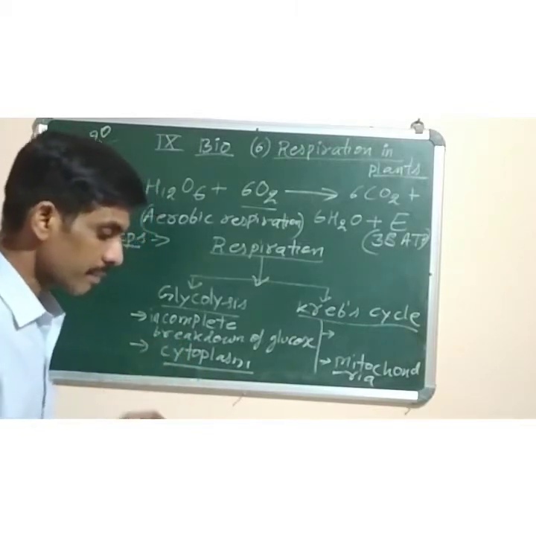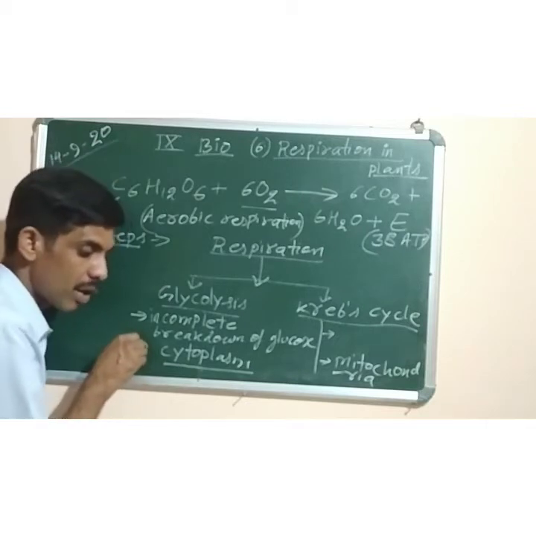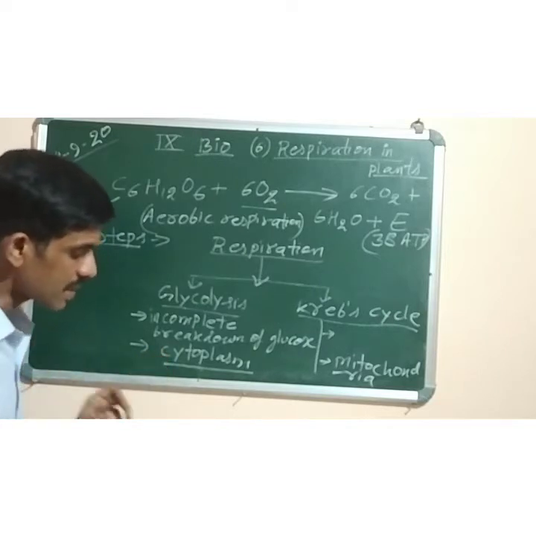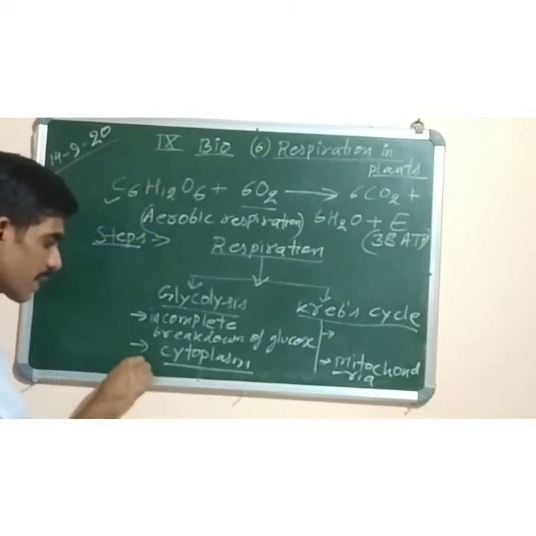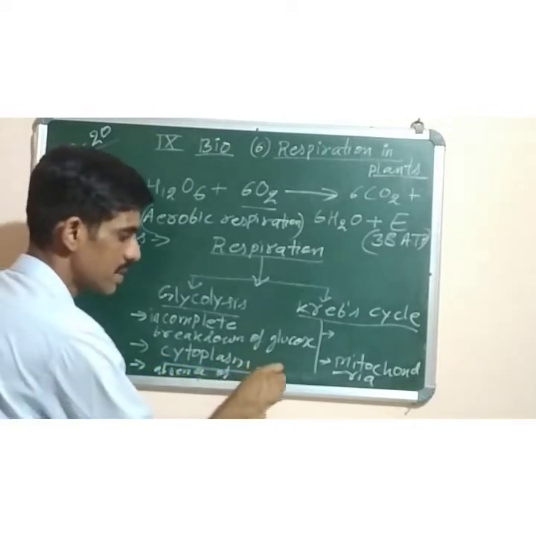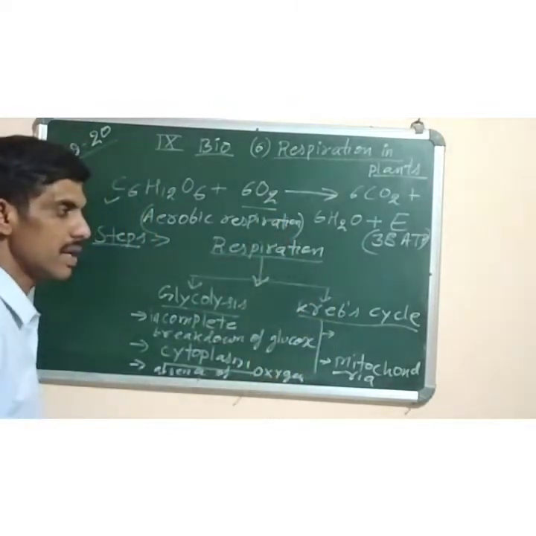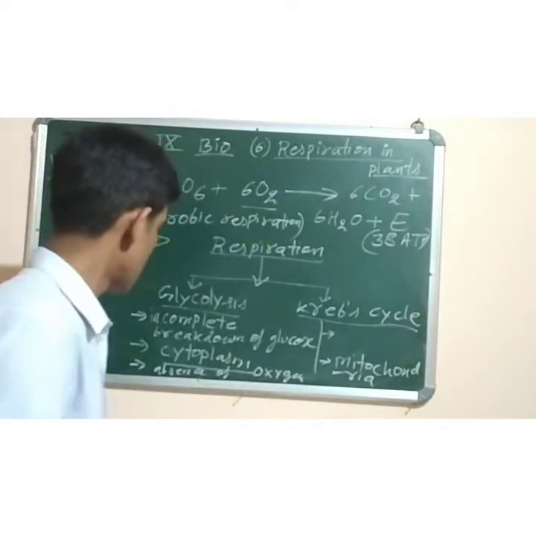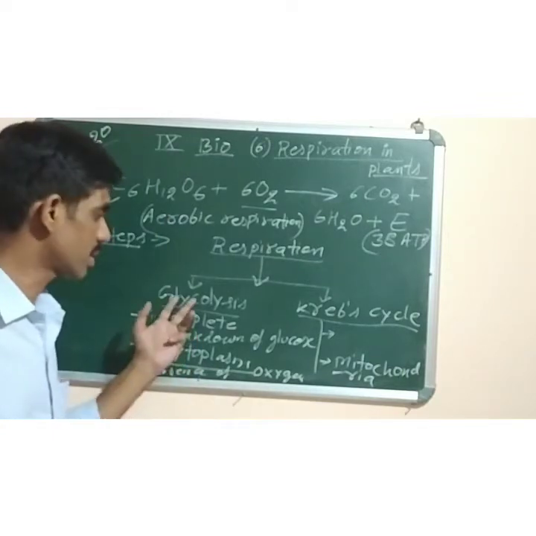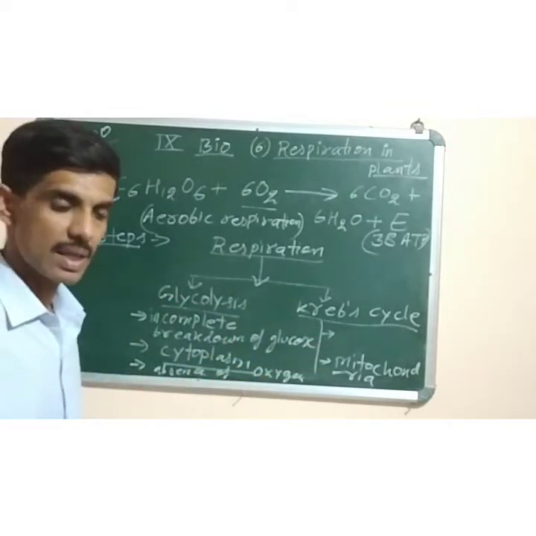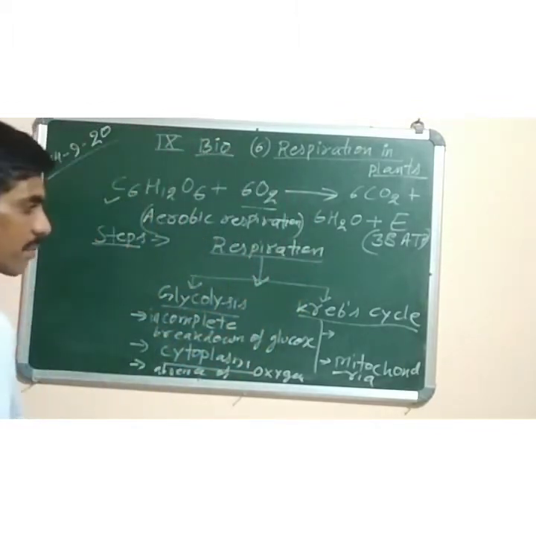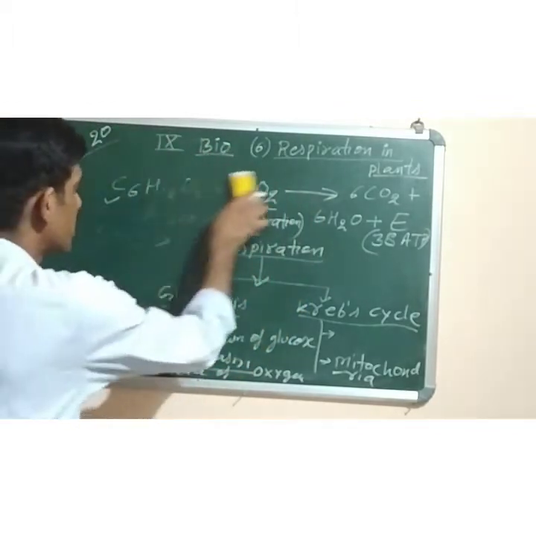Next, glycolysis is the incomplete breakdown of glucose molecules. It occurs in the cytoplasm of a cell in the absence of oxygen. So the third point, if you want to write: absence of oxygen. And this Krebs cycle occurs in the presence of oxygen. Fourth difference: only 2 ATP molecules are produced during glycolysis. During Krebs cycle, 36 ATP molecules are formed. So we learned 4 differences between both of them.